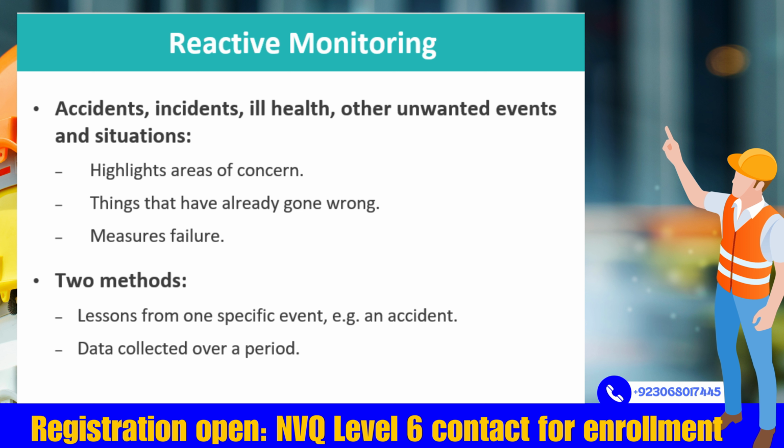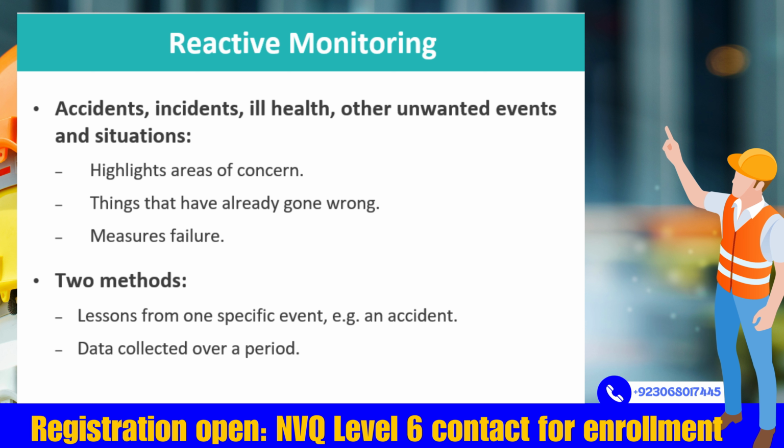Reactive monitoring focuses on learning from incidents that have already happened. By analyzing these events, organizations can understand what went wrong and where improvements are needed. It's a way of ensuring that the same mistakes are not repeated. These are some examples of reactive monitoring: accidents and incidents. Data on workplace accidents can reveal safety issues. By studying the causes and circumstances, organizations can adjust procedures or implement additional controls to prevent similar incidents.